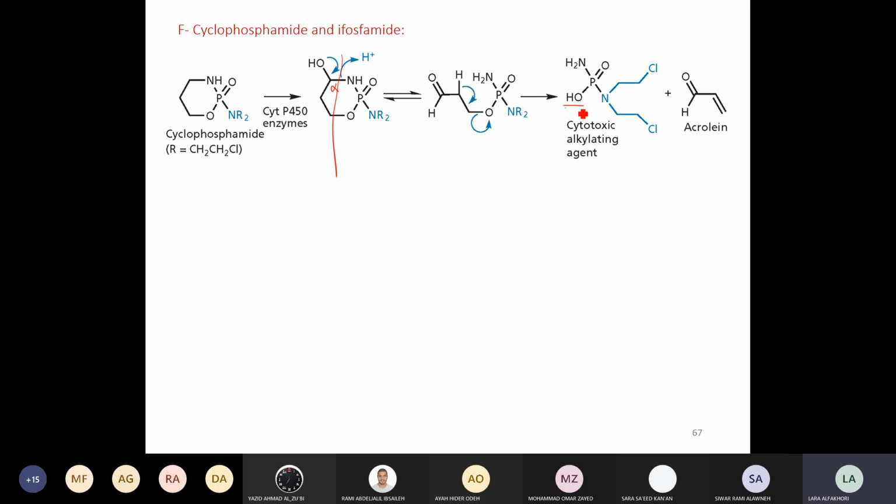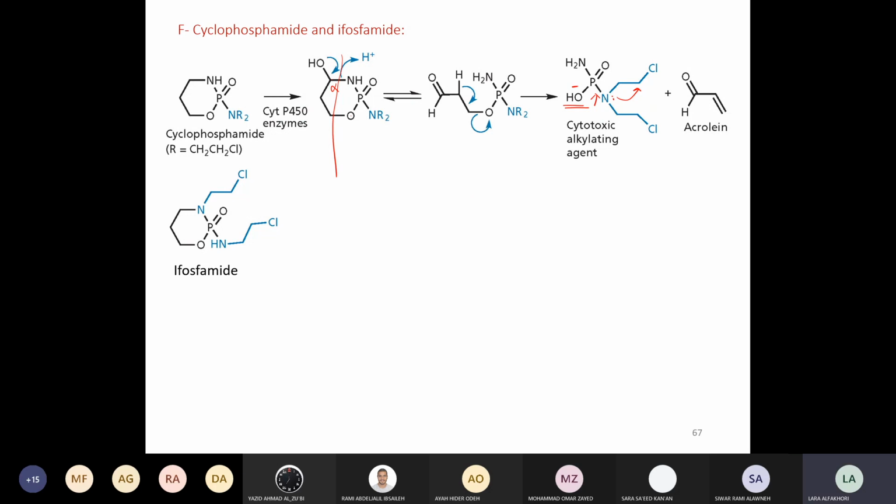alkylating agent that is ionizable. Ionization, with the high electron density due to deprotonation, is what will inductively increase the electron density on the nitrogen. Therefore it becomes nucleophilic enough to attack this carbon and form the aziridinium ion. Okay, same thing for ifosfamide.